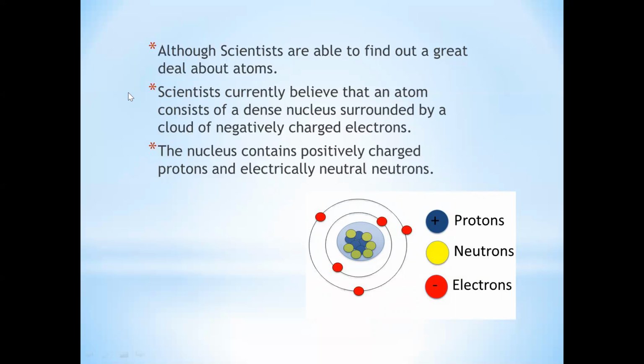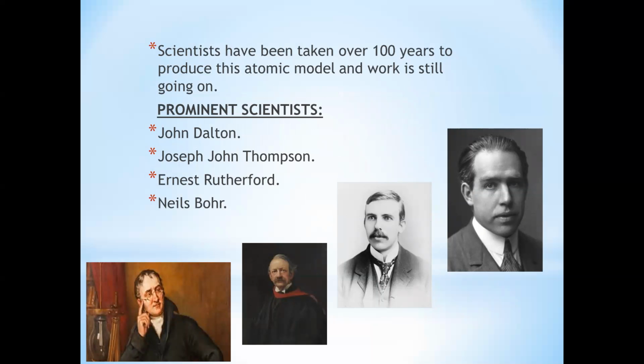Okay, so the nucleus contains positively charged protons and electrically neutral neutrons. In a few cases there is a contradiction between the number of protons and neutrons, but generally in an atom the number of protons and electrons is always equal, so they cancel out each other, with the equal number of positive charges and the equal number of negative charges. Now, scientists have taken over 100 years to produce this atomic model, and work is still going on. Okay, so let's have a look at these scientists.